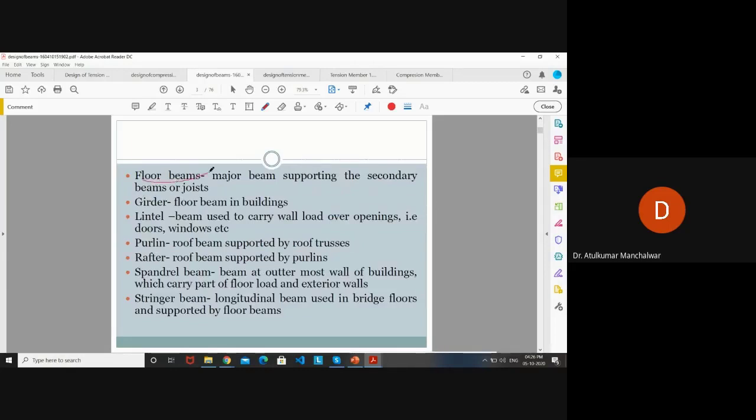Beams we use as floor beams. The big size of floor beams in buildings is called girders. Lintel beams, purlins, which are used in the truss, and rafters, which are also used in truss sections. Spandrel beams, which are used in the outermost wall of buildings. Then stringer beams, the longitudinal beams used in bridge floors, supported by the floor beams.